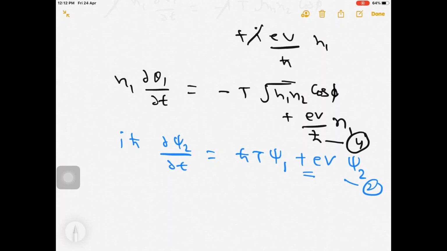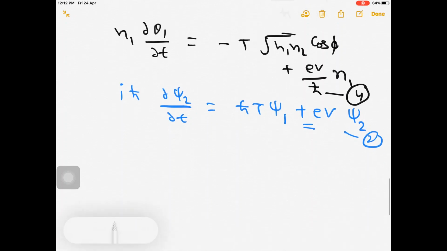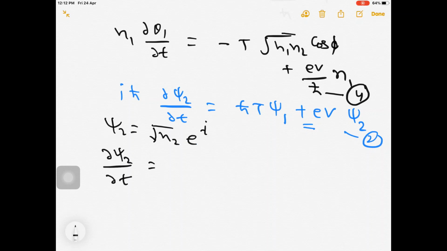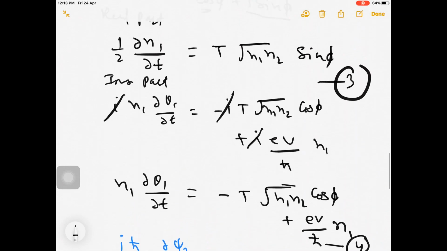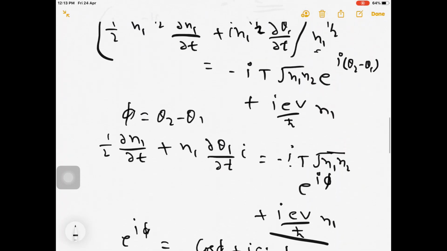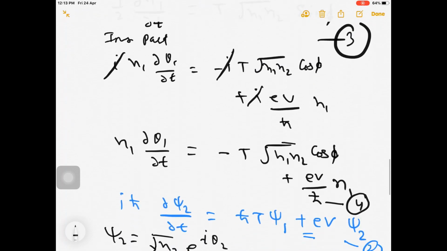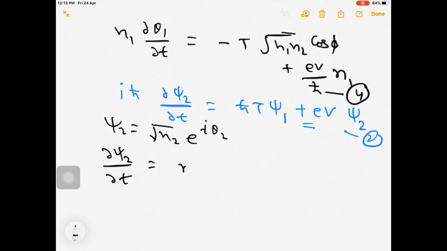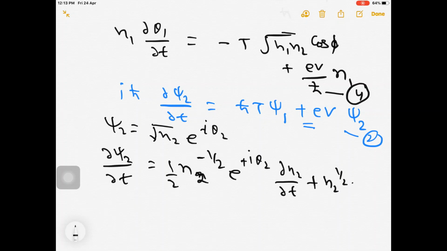Okay, you have to do nothing but put the value of ∂ψ2/∂t. We know that this is nothing but 1/2 √n2 − 1/2 e^(iθ2) ∂n2/∂t + √n2 (1/2) i e^(iθ2) ∂θ2/∂t.